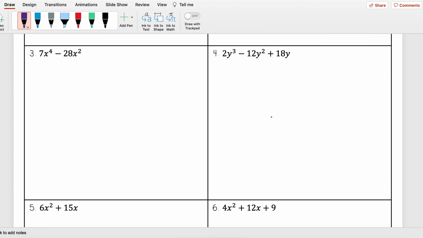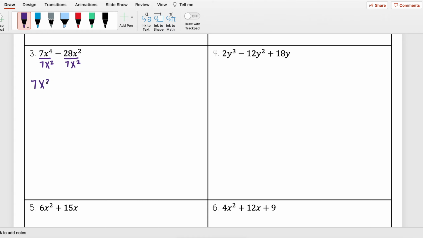Okay, let's look at one last one for this video. So here I have 7x to the 4th minus 28x squared. So I see first I want to look for my GCF as I'm going through the steps in the chart, and I see that for 7 and 28, 7 can go into both. And then for x to the 4th and x squared, my GCF is always that smaller exponent, and so I can take out 7x squared.